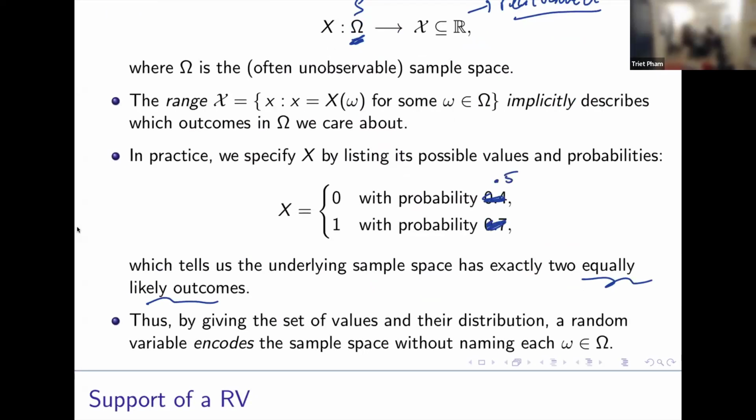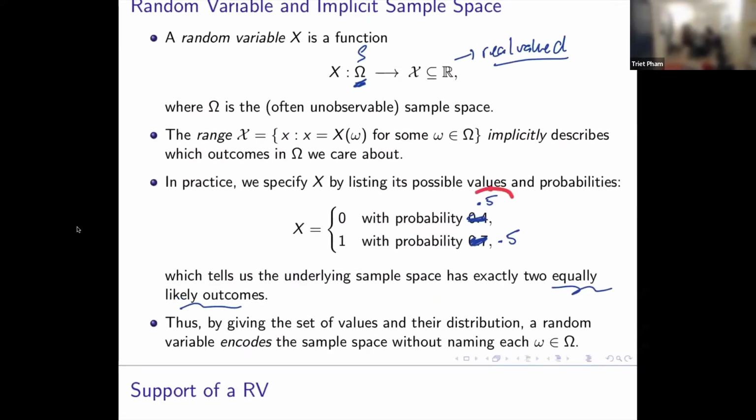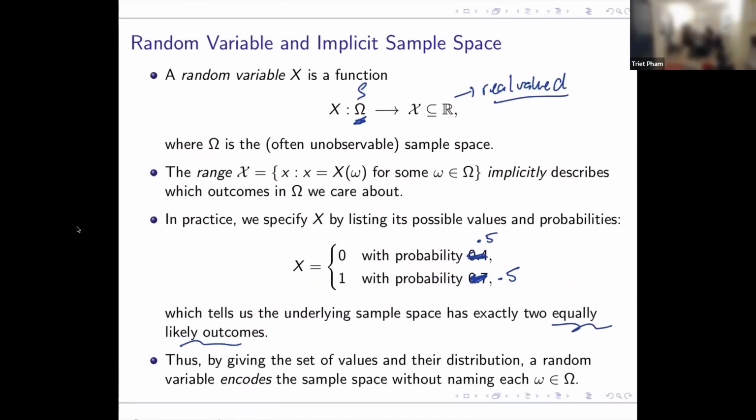Sorry, I just prepared this slide, so there's a typo here. If I look at this as 0.5, 0.5, then I implicitly am talking about a sample space with two equally likely outcomes. Basically, random variables implicitly define a sample space by looking at the values those random variables take and the probabilities with which they take them. Any question here?